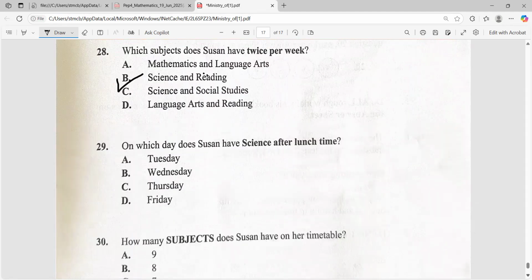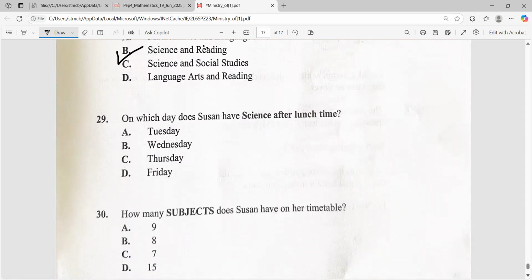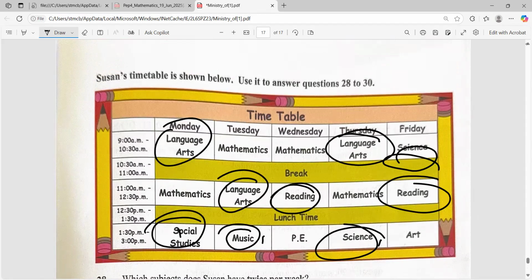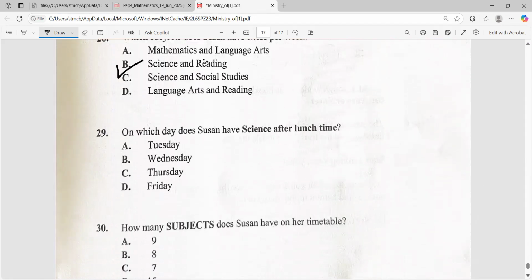Let's move on. 29. On which day does Susan have science after lunchtime? Science after lunchtime. Let me just look at the days. So I assume this is Thursday. Okay, so science on Thursday. And you guys should be familiar with your timetable. And this is the final one: how many subjects does Susan have on her timetable?